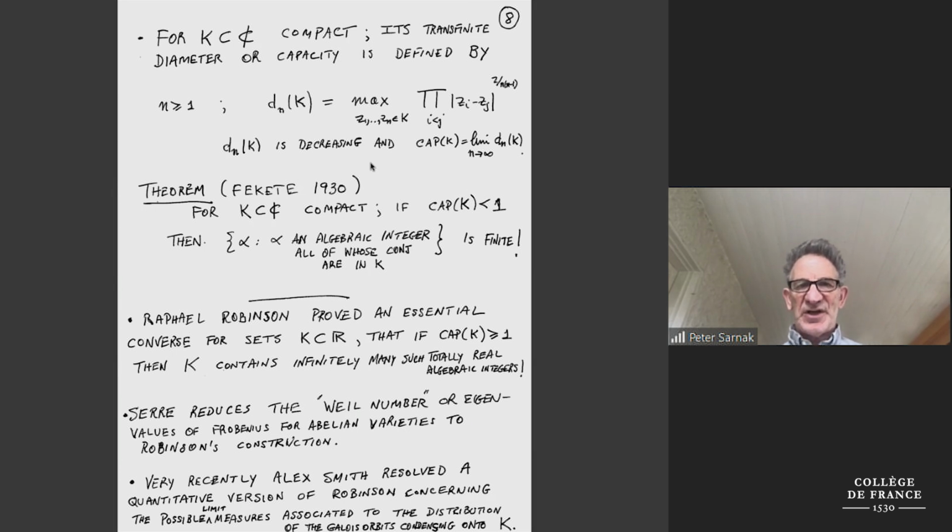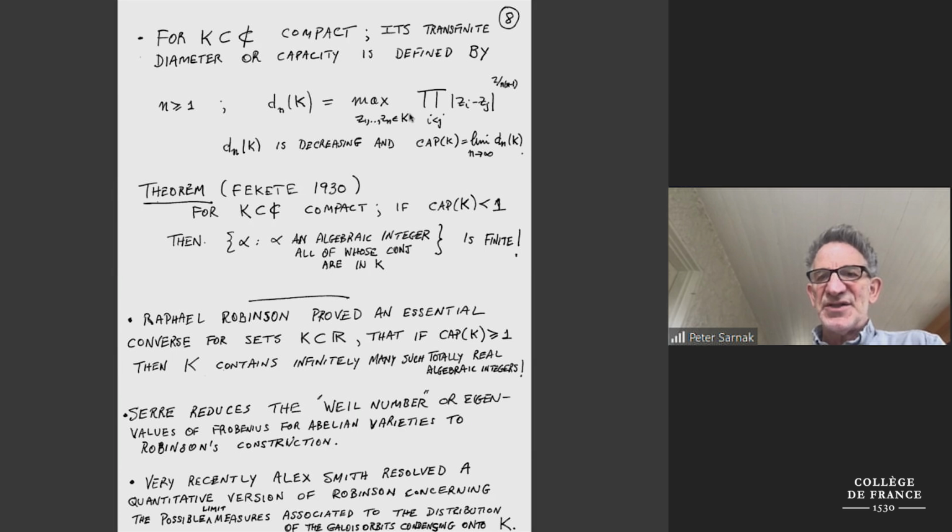So suppose I have a closed subset of the plane, I'll call it K, compact. The transfinite diameter of K is defined as follows. You try to put down endpoints inside K, and you try to make the geometric mean of these points as big as possible.